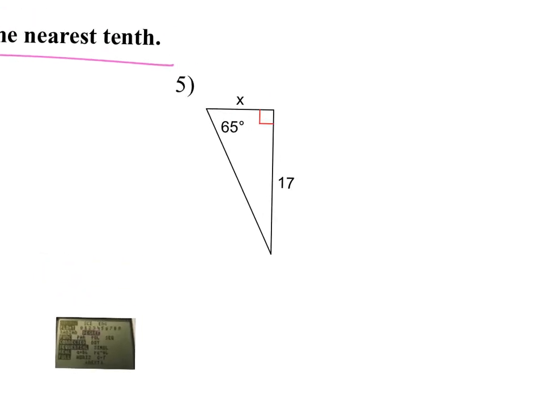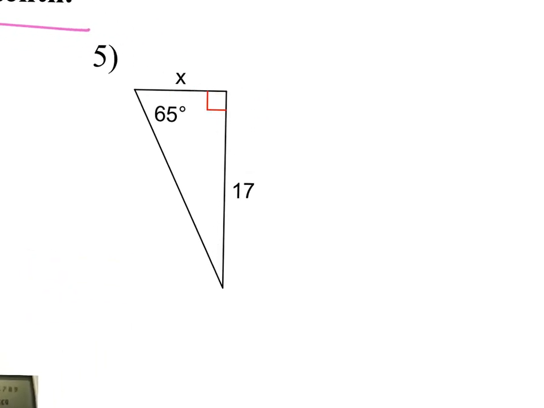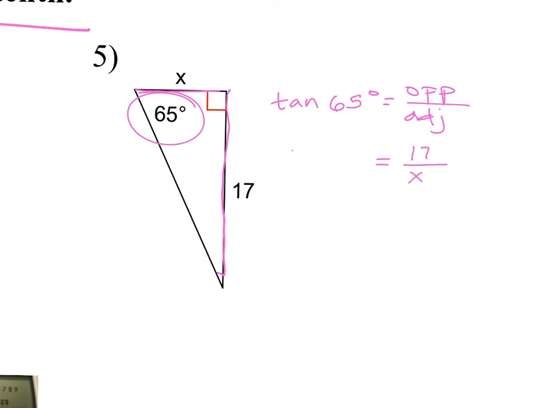So let's do another example. Here we go. We have our reference angle here. We have 65 degrees. And I see that I don't know my hypotenuse, but I do know this opposite side. And I do know this adjacent side. So that opposite over adjacent, that's tangent. So tangent of my reference angle is going to give me opposite over adjacent. And opposite is 17. Adjacent is x.